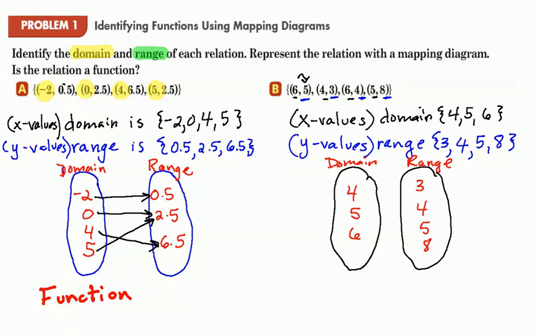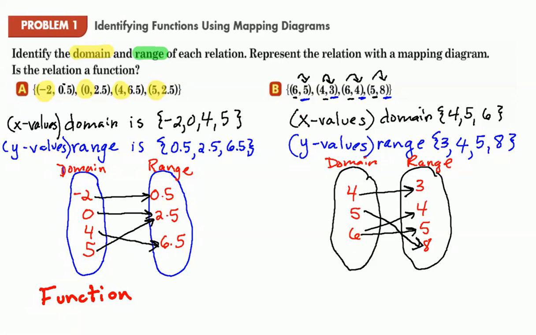6 connects with 5. So 6 connects with 5. The next pair here, 4 and 3 are connected, the ordered pair, 4 and 3. So we go to 4, draw an arrow towards 3. The next ordered pair is 6 and 4. So 6 connects with 4. And then it's going to be 5 connects with 8. So 5 connects with 8.